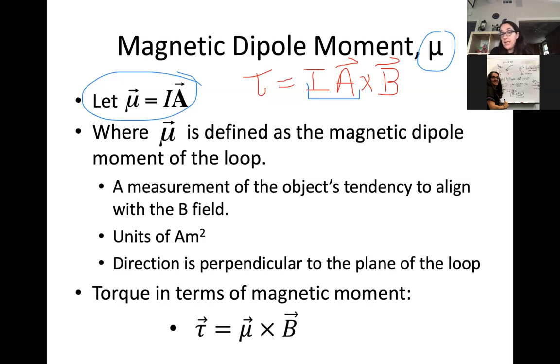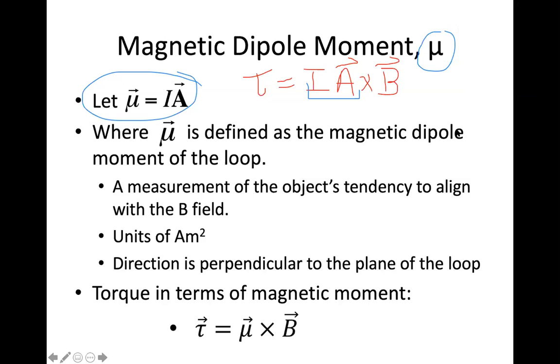What is it? It's a tendency for this loop to align with the B field. It wants to align with the B field, but is doing so in such a way that one side is being pushed down because it wants to align with the B field, and the other side wants to push up because it wants to align with the B field, and it just starts spinning and rotating and spinning and rotating. Okay? So let's look a little bit more at that. We're not really introducing anything new. We're just calling that term the magnetic dipole moment, mu. Okay, it's the object's tendency to align with the B field.